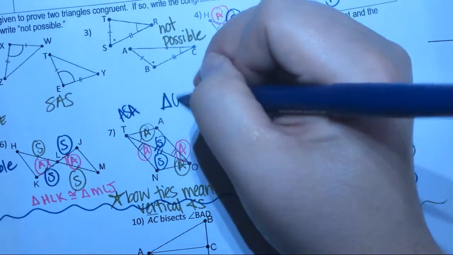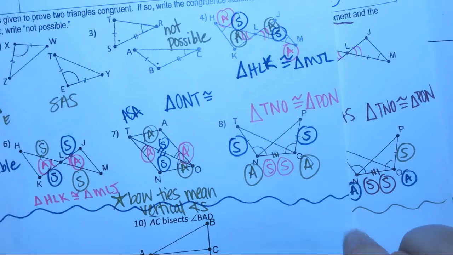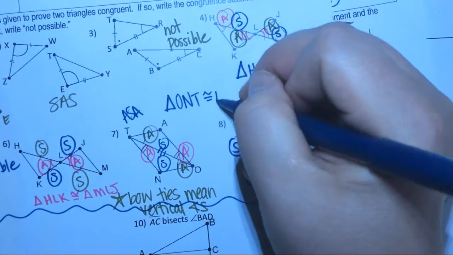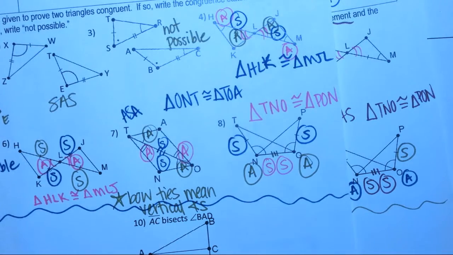If I do ONT, that's green, blue, pink, so I need to do TOA. Danny's got this. Good.